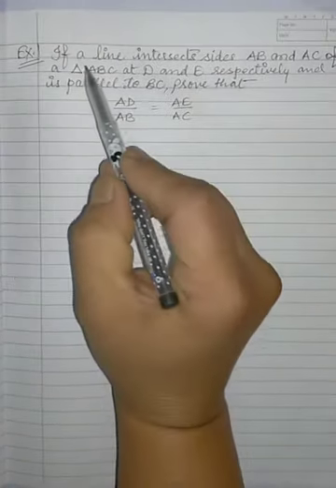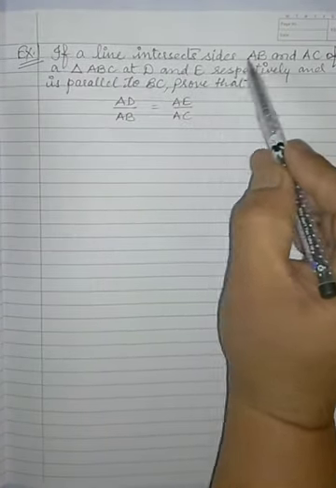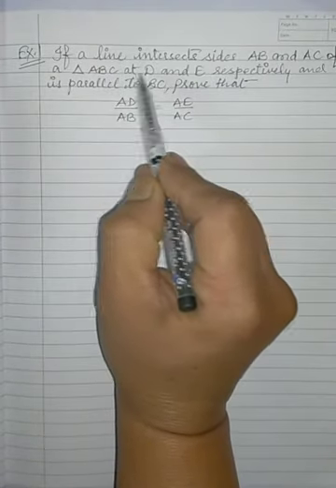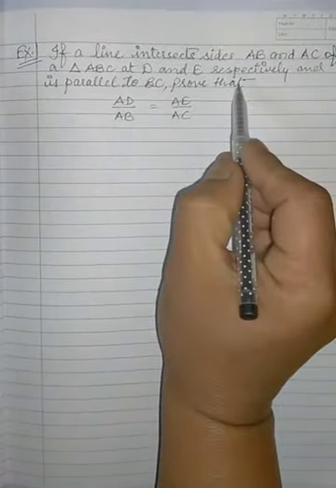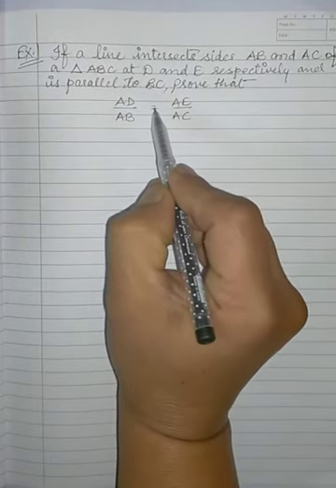Example number 1. If a line intersects sides AB and AC of a triangle ABC at D and E respectively and is parallel to BC, prove that AD upon AB is equal to AE upon AC.